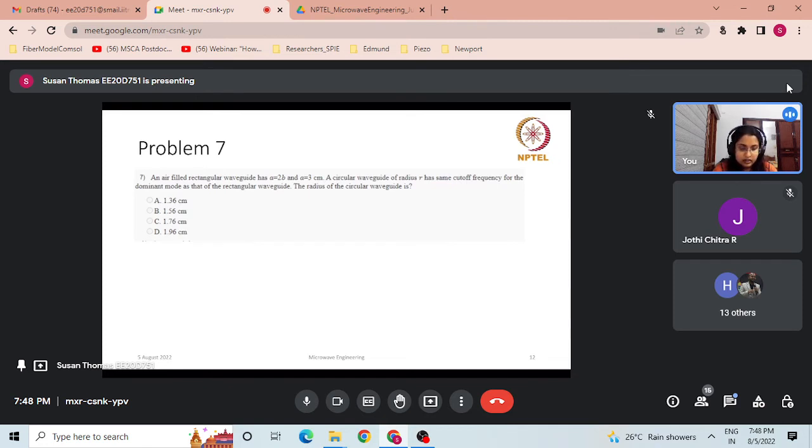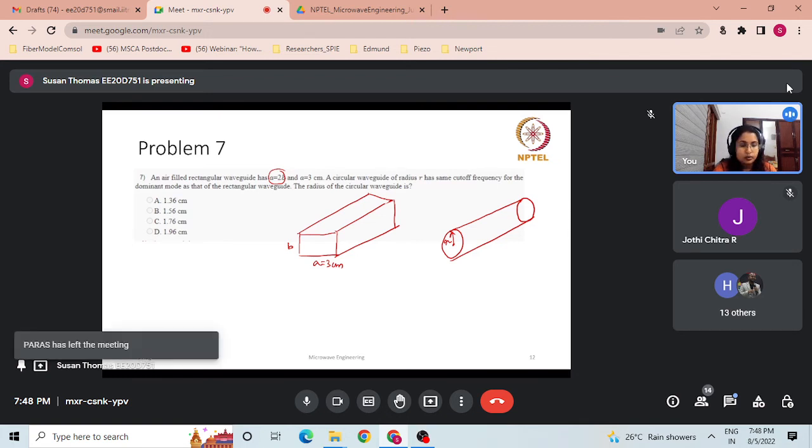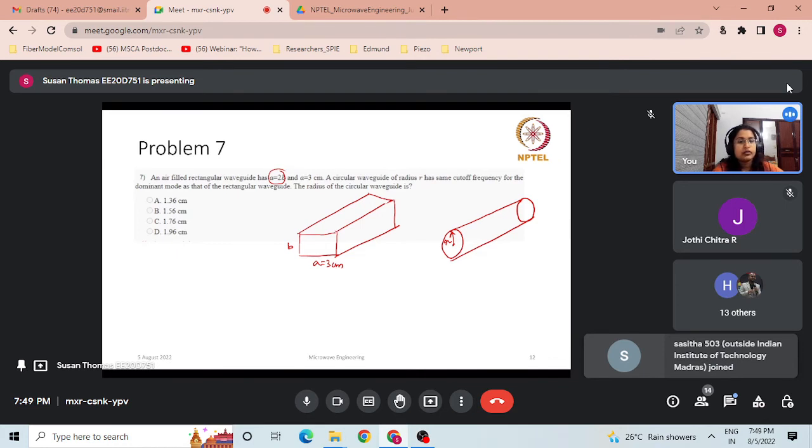So this is interesting. Air-filled rectangular waveguide with A is equal to 2B and A is equal to 3 centimeters. So let us assume we have a rectangular waveguide with A and B, where A is equal to 3 centimeters. And there is a circular waveguide having a radius r. We are trying to relate these two. A circular waveguide of radius r has same cutoff frequency for the dominant mode as that of a rectangular waveguide. So let us look at what is the dominant mode in case of rectangular waveguide and in case of a circular waveguide. The question says that these two cutoff frequencies are same.